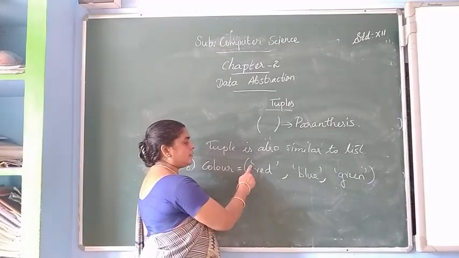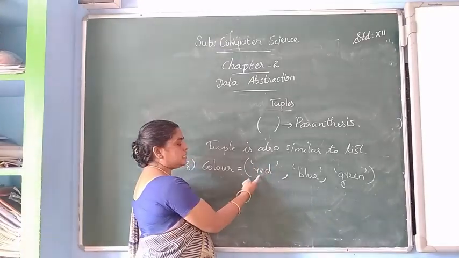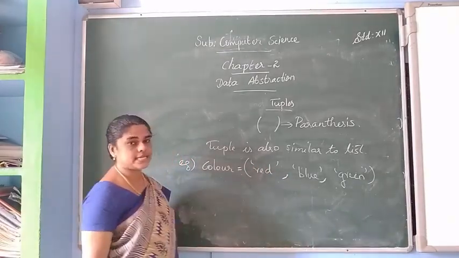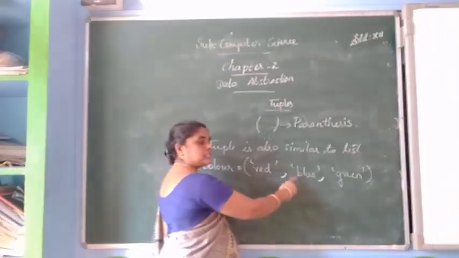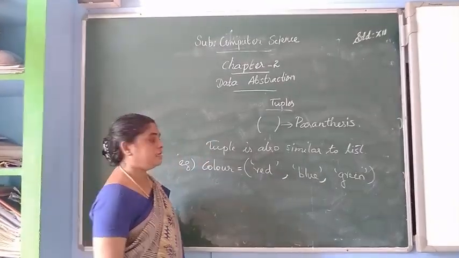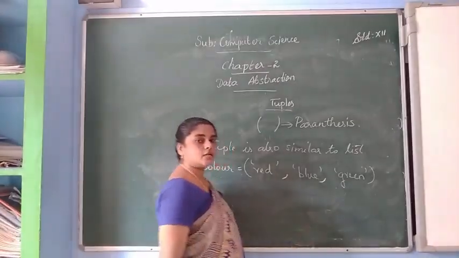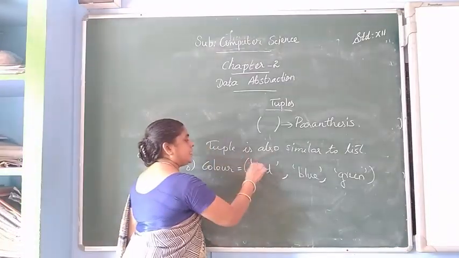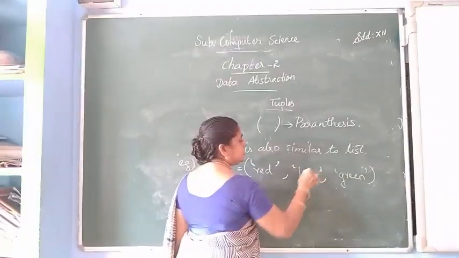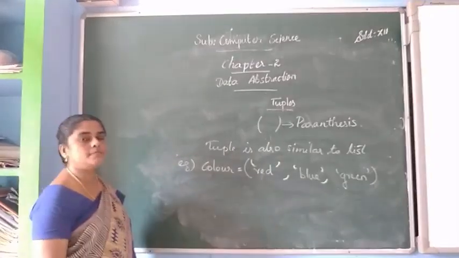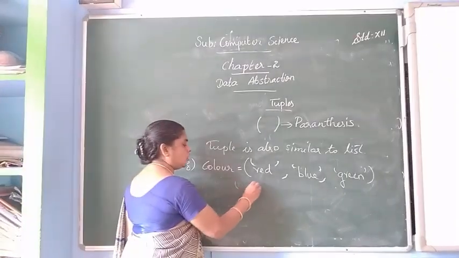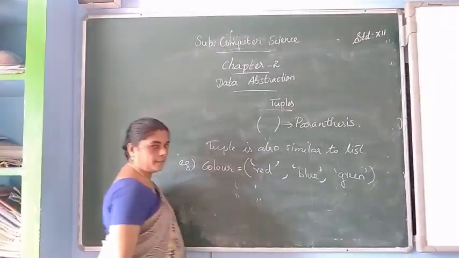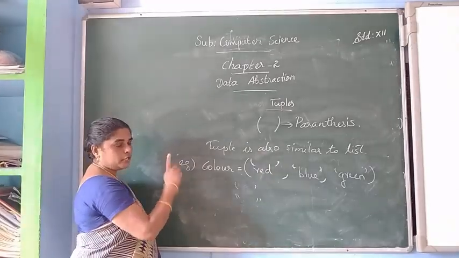Here, why I have written this code in single quotes: because red, this is a string. Blue, this word is a string. Green, this word is a string. So we have written them inside the single quotes. The string must be written inside single quotes or double quotes. This is the example for tuple.